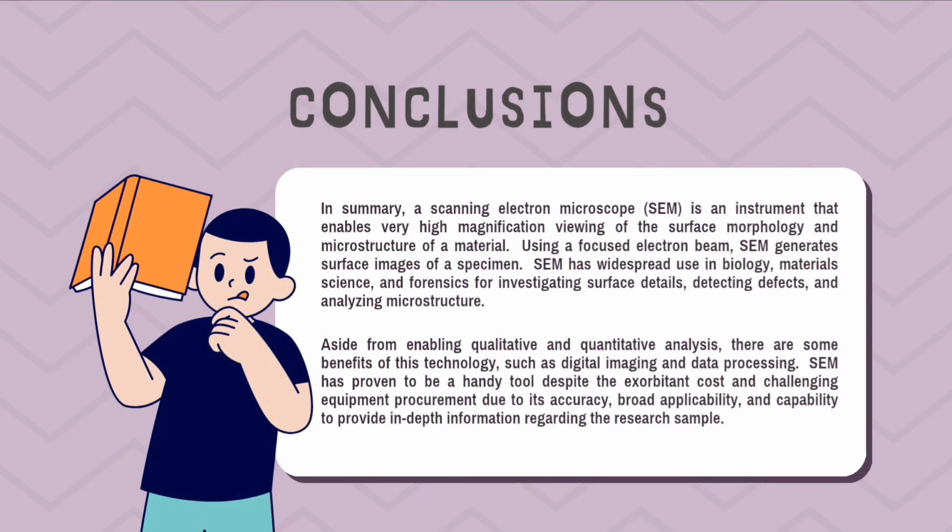In summary, a scanning electron microscope (SEM) is an instrument that enables very high magnification viewing of the surface morphology and microstructure of a material. Using a focused electron beam, SEM generates surface images of a specimen. SEM has widespread use in biology, material science, and forensics for investigating surface details, detecting defects, and analyzing microstructure.